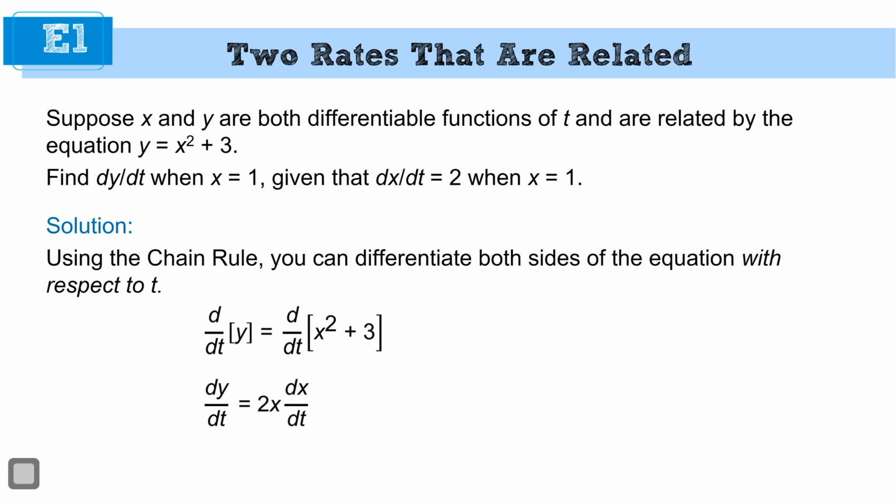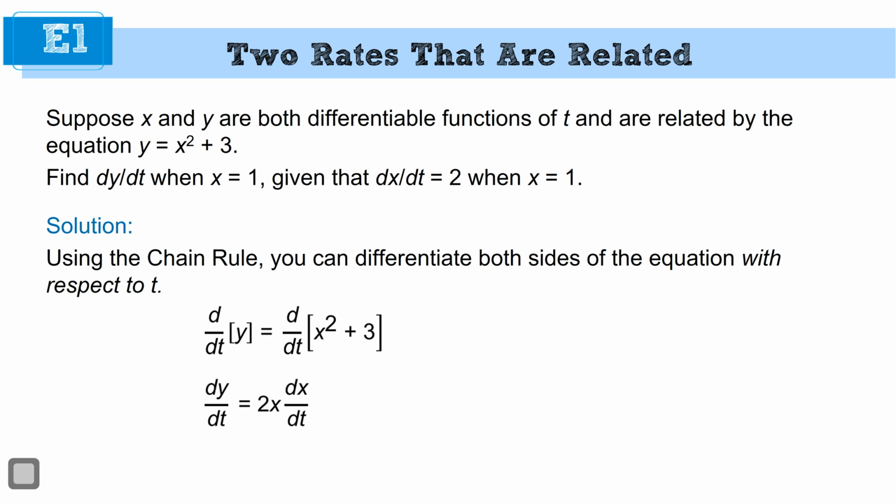How many unknowns in that last equation? Which one? 3 or 2? There's 3. dy dt, x, and dx dt. Basic rule of algebra, if I want to solve an equation with 3 unknowns, how many of those do I need to know in order to be able to solve it? 2. Got to be able to solve 2.